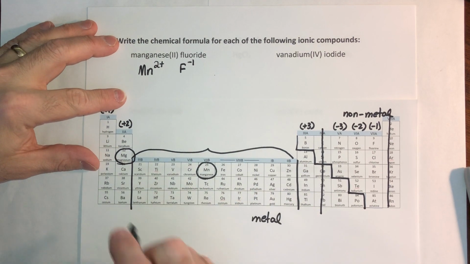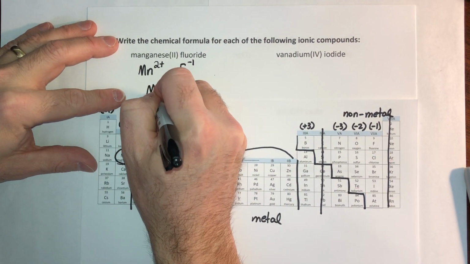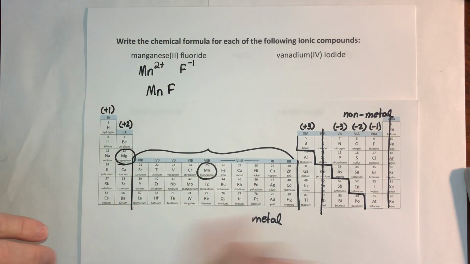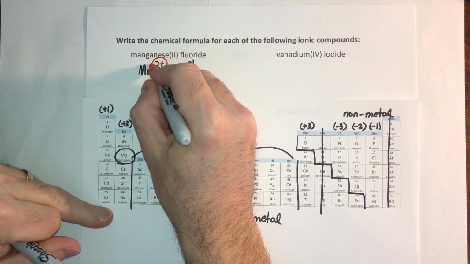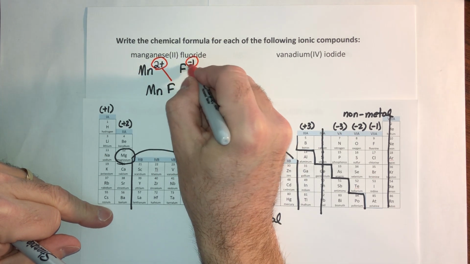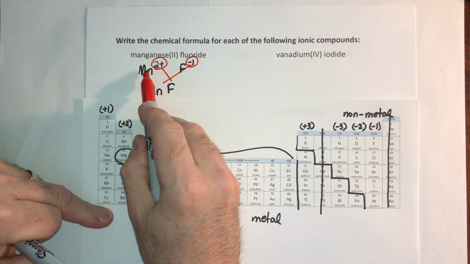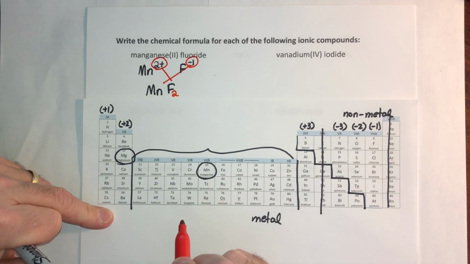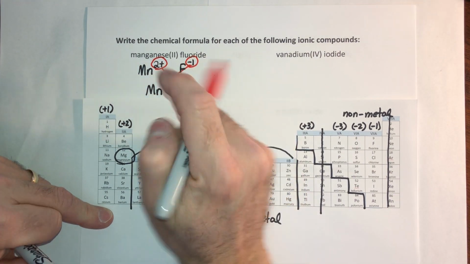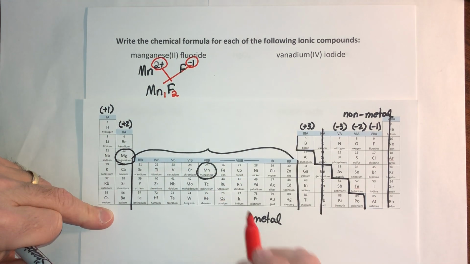Now, the easiest way to do this is rewrite your two ions, manganese and fluoride, and we use the charges to tell us how many. So if the charge on the manganese is a 2+, that means you need 2 fluorides. If the charge on the fluoride is a -1, that means you need 1 manganese.